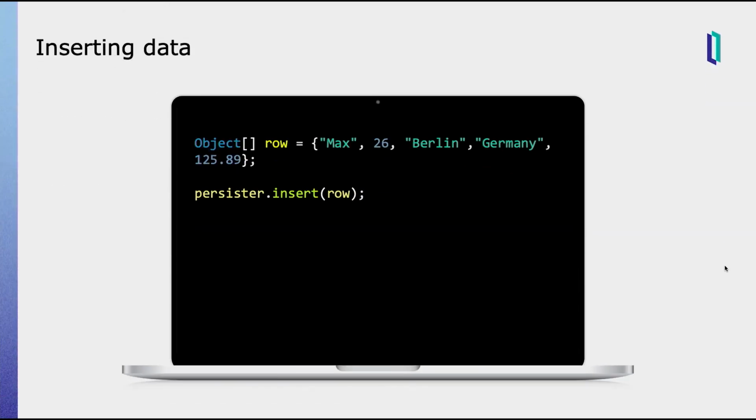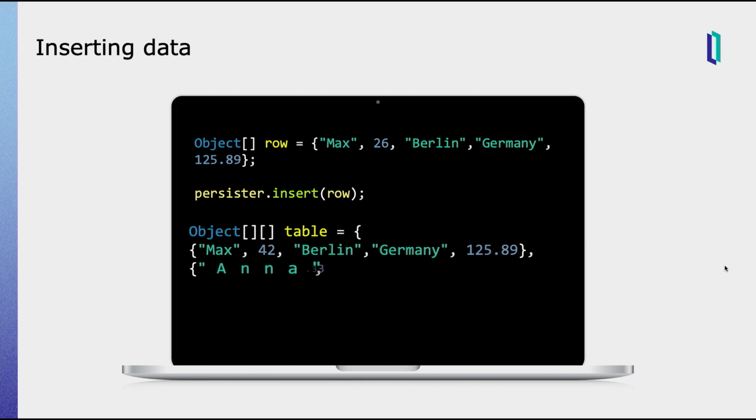And once you're done with that, I think the code is pretty simple. The only thing you really need to do is call the method insert and hand over your data, and you're good, right? That's basically everything. I think the code here is really simple and clean. In this example, we would create one row with the name Max, age 26, city is Berlin, country is Germany, and the balance of, I don't know, poor guy, 125 euros. Okay.